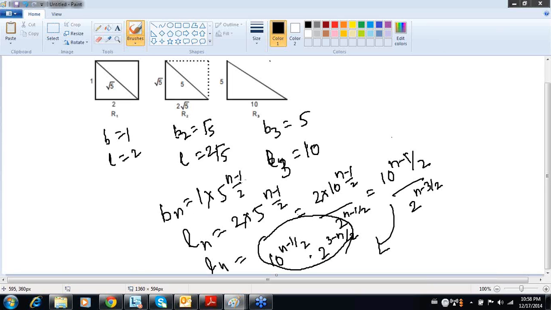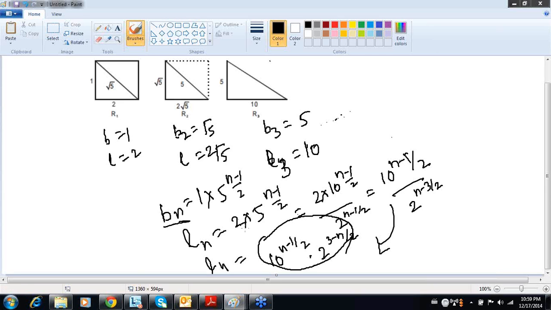1 into 5 to the power (n minus 1) by 2. Just see this. If you put n is equal to 1, it will be 1 into 5 to the power 0, that is 1. If you put n is equal to 2, 1 into 5 to the power half, that is root 5, that becomes b2. So if you continue in the same manner for others, the bn term will be 1 into 5 to the power (n minus 1) by 2. If that is the case, ln will be 2 into 5 to the power (n minus 1) by 2.